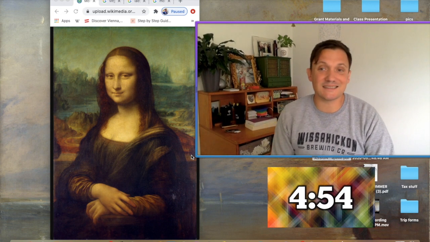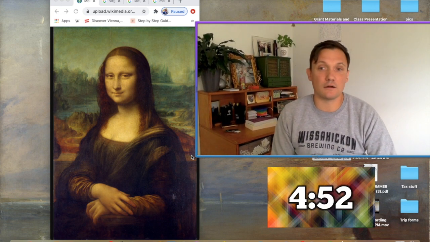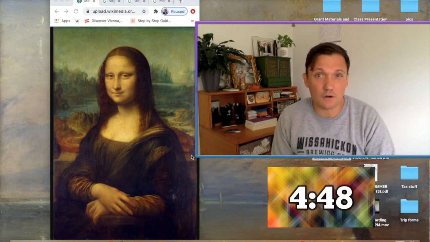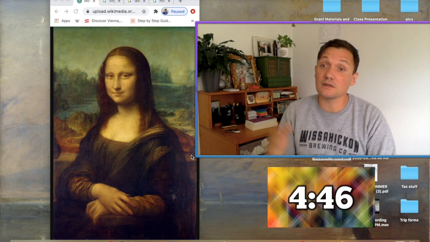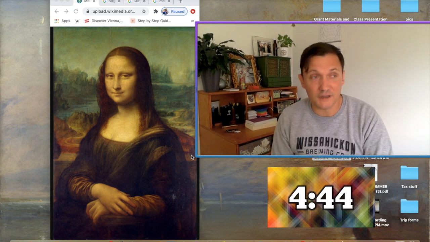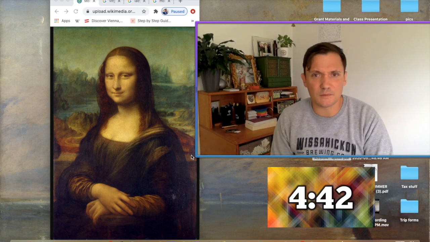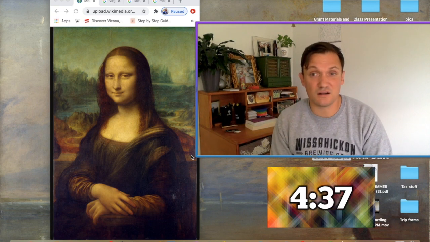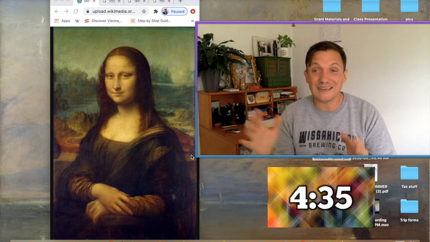Like I said, this is the Mona Lisa, created by Leonardo da Vinci, all right, from anywhere between the years of 1503 to 1519. 1503 being the earliest mention of it in several different documents from the Renaissance period, and then also 1519 is the year that Leonardo da Vinci died, so we believe it was created anywhere between there.